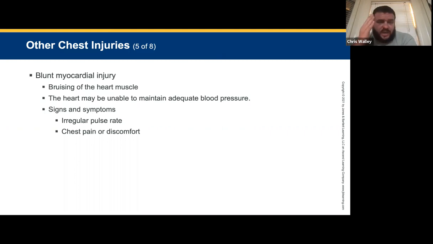It's not going to always happen. You can see those rhythms. If your partner is a good enough partner to teach you some of the rhythms, you'll be able to pick up on their instability of life. Suspect myocardial contusion in cases of blunt trauma to the chest.